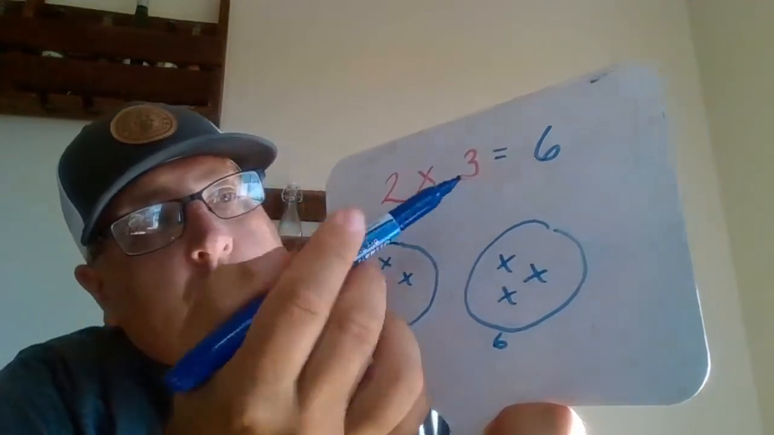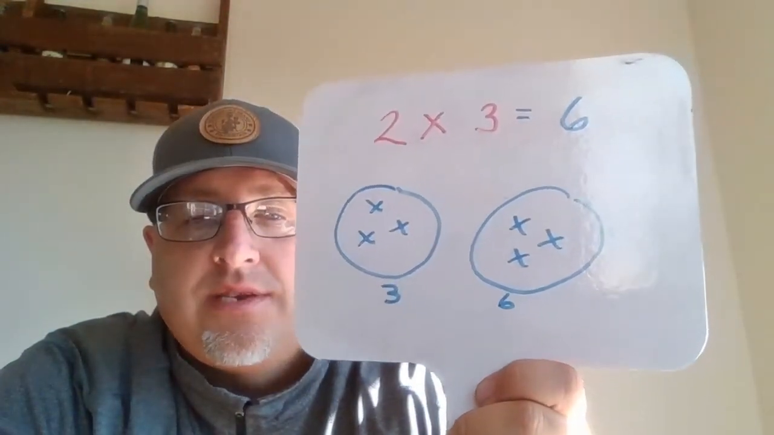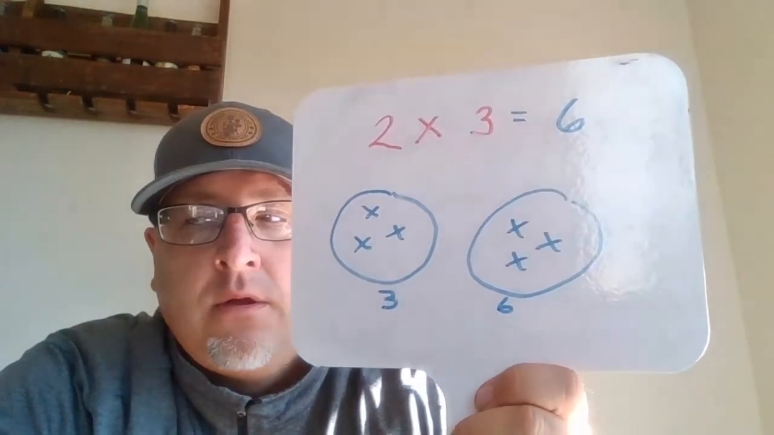2 groups with 3 items inside. 2 times 3 equals 6. Okay? I know what you're thinking. I got this. This is easy. I hope it is. I hope this is very easy for you. Okay? Just our review here.